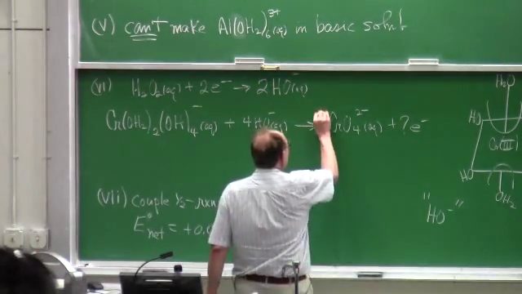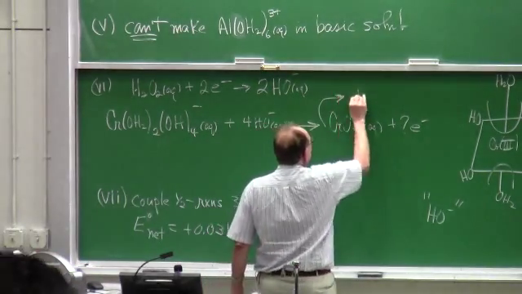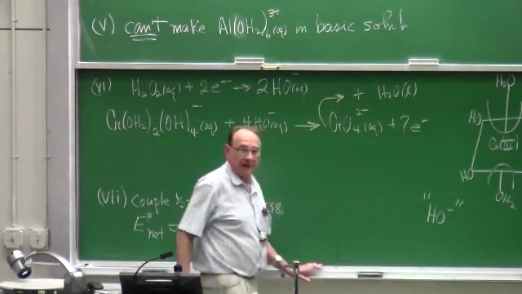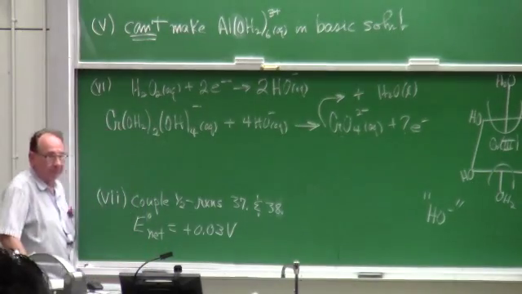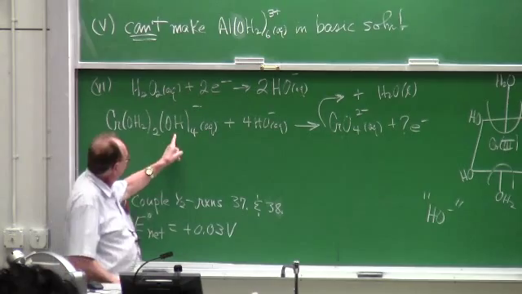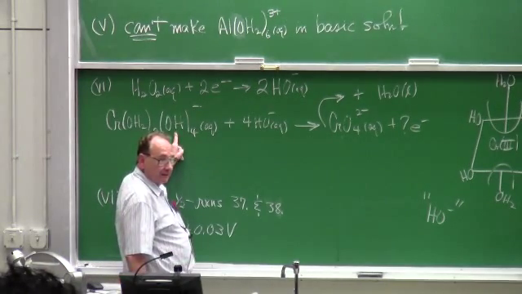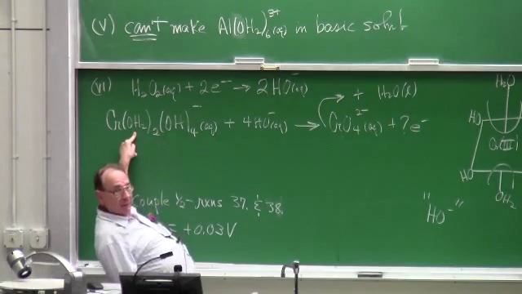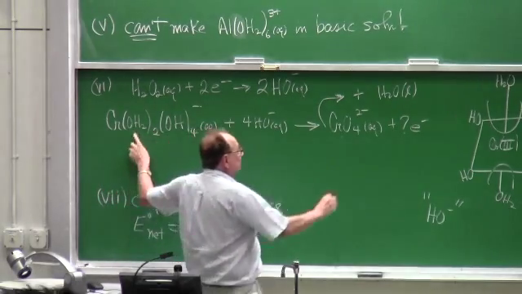So up here we're going to write, in addition to what we already have, plus water. How many moles? 6. We made 4 from H+ going to hydroxide ion, and 2 more from the moles of water that are kicked out of the complex.